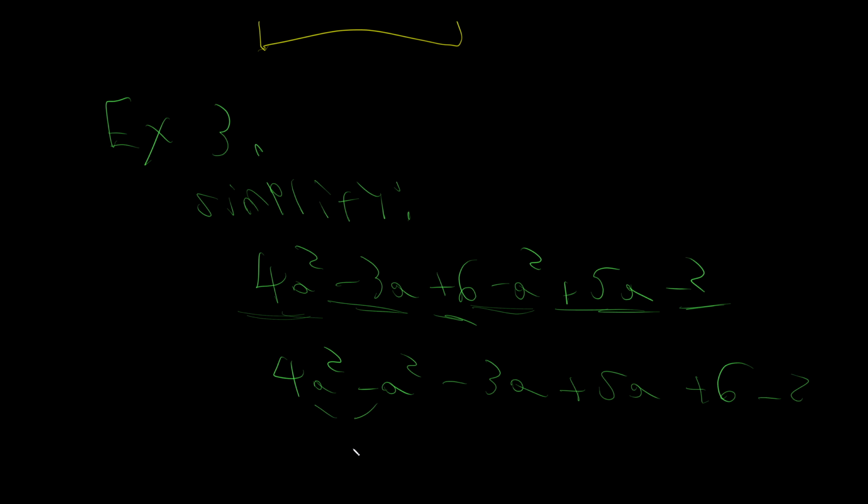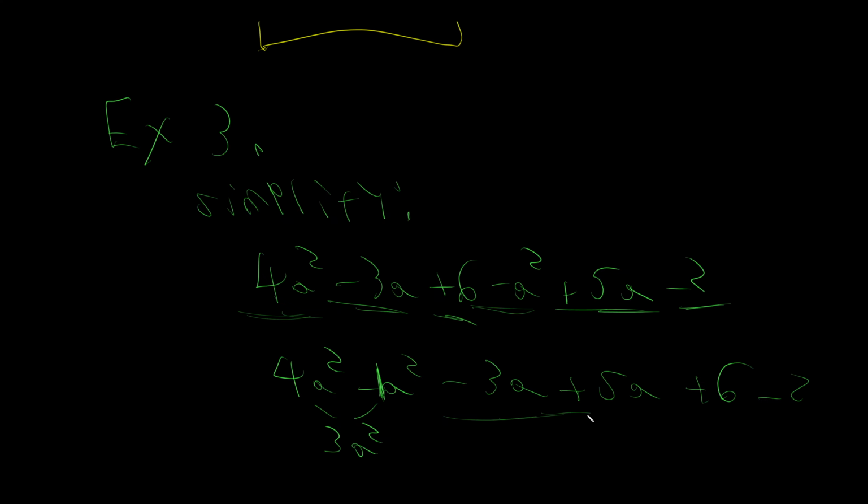So this becomes 4 of a squared minus, remember there's a 1 in front of this, an imaginary 1, because if you have just a squared, that's the same thing as 1 times a squared. So 4 of a squared minus 1 of a squared, that gives us 3 of a squared.